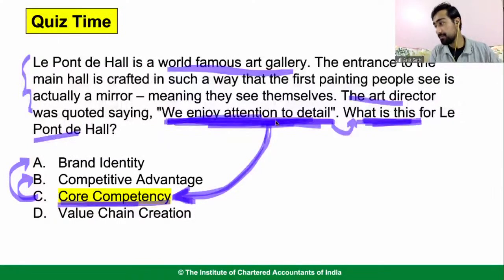You get it? How can it be core competency? Because the customer will tell about the art gallery, and it will create brand identity. You are absolutely right, all of you, that brand identity is being created. But why is it being created? The question is not about what they are creating. The question is, we enjoy attention to detail. The art director was quoted saying we enjoy attention to detail. What is this attention to detail for this particular hall? It's a core competency for them, which is creating a brand identity, which is creating a competitive advantage, right?